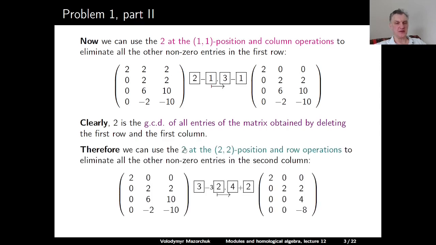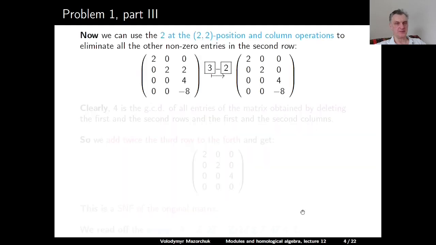So we can use the 2, which stays in position 2, 2, and elementary row operations to eliminate all other non-zero entries in the second column. So we subtract 3 times the second row from the third row, and we add row 2 to the fourth row. And we get the matrix 2, 0, 0, 0, 2, 2, 0, 0, 4, 0, 0, -8.